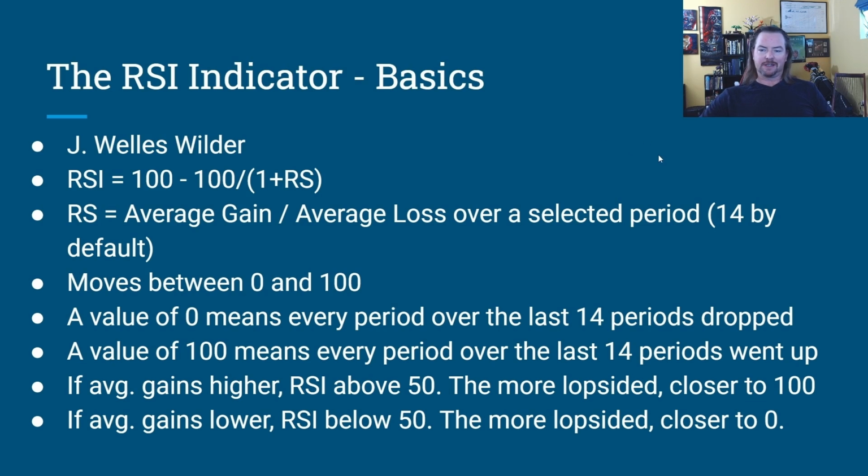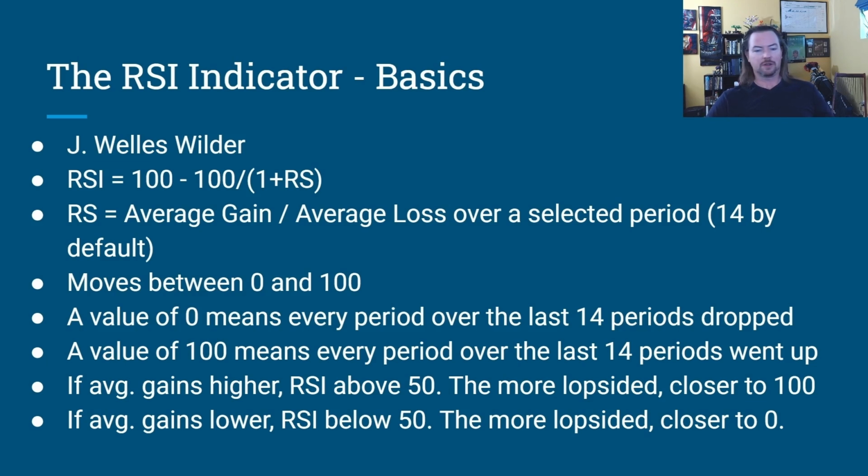So let's look at the basics. Developed by Wells Wilder. This is the formula. You can see there's not much in it except for this RS, which is average gains divided by average loss over a selected period. 14 is usually the default that it'll give you, but that can be changed.